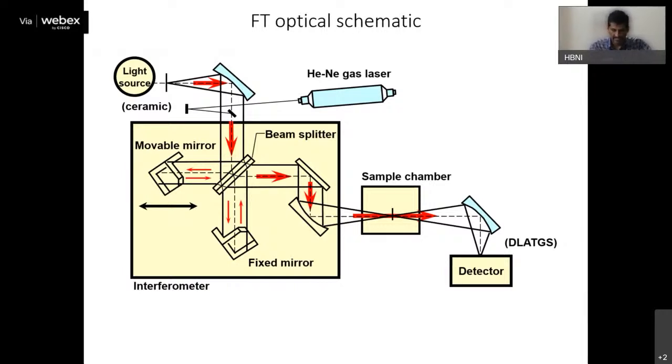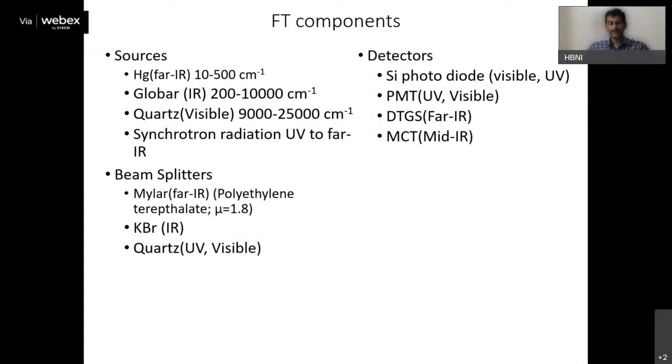So you have an interferometer, then you put a sample in between. What are the main components of this FT system? You have a source, detector, beam splitter, and optics. But in case of an FT system, there is not one source which covers the whole range, so one has to consider various sources.